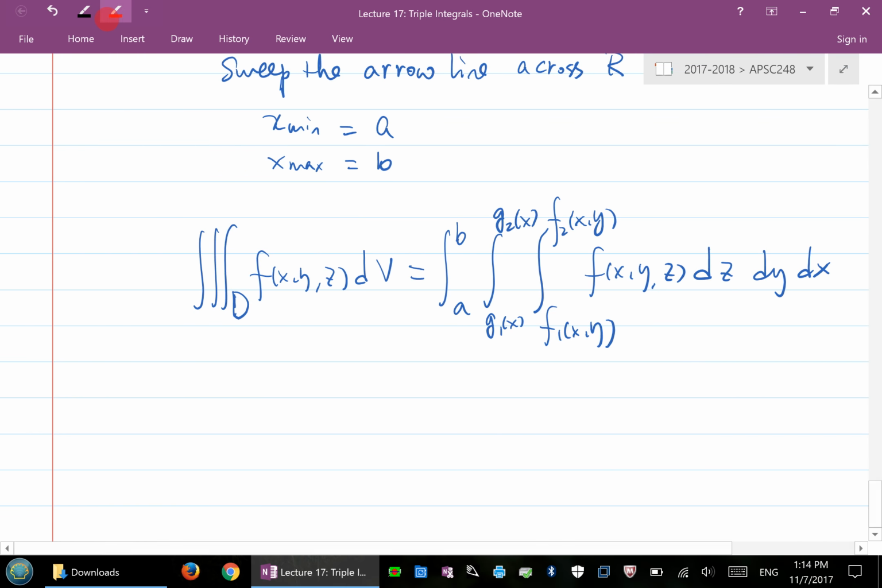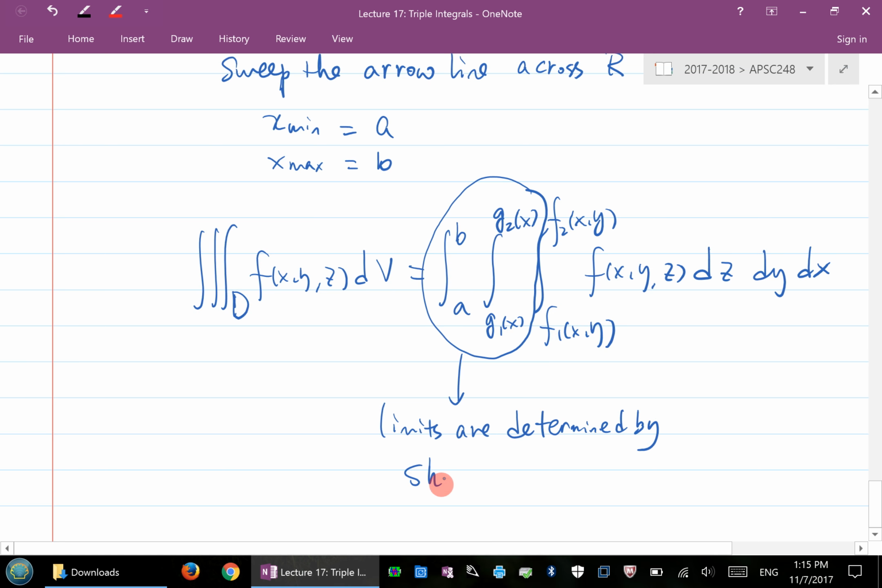So you can literally see that these limits are determined by the shadow. The first two, f1 and f2, are determined by the region D, because you go from the lower to the upper surface. Any questions? All good?